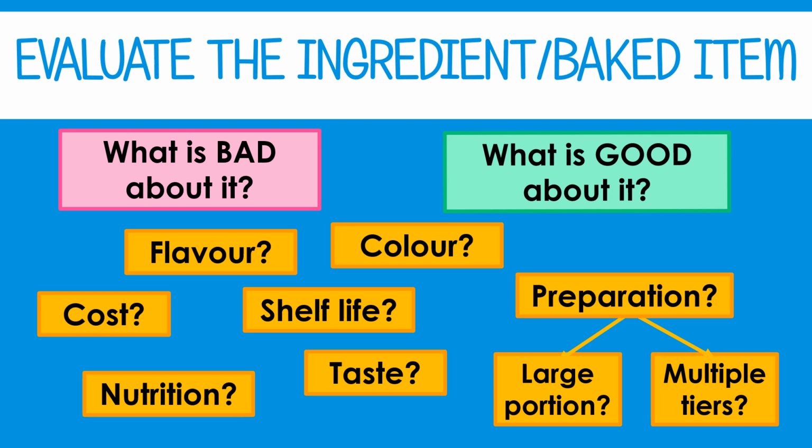Is that going to be suitable or unsuitable for particular settings? What is the preparation like? That would mostly be applicable to a baked item. So can you make a large portion of it? Can you have multiple tiers? Is it something like a cupcake where you would only be making a small portion at a time?